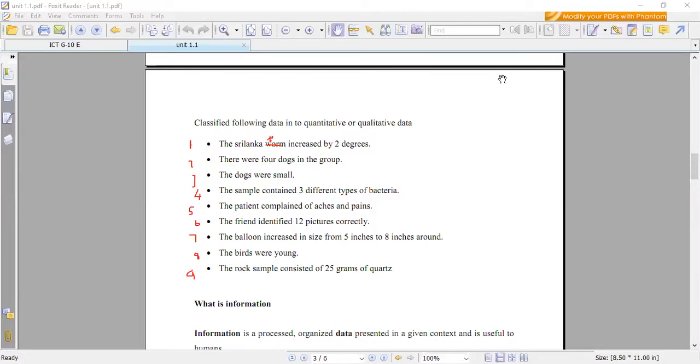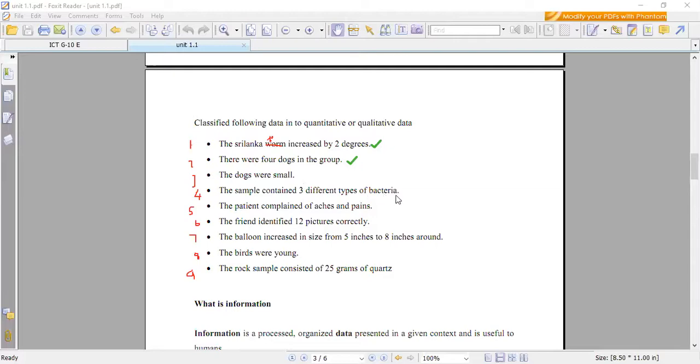Okay, everyone has put the answers. I went through the answers, and I feel everyone is okay. The Sri Lankan temperature increased by 2 degrees. There's a way of measuring, so it is quantitative. There were 4 dogs in the group, quantitative. The dogs were small. Small we can't measure, so that is qualitative.